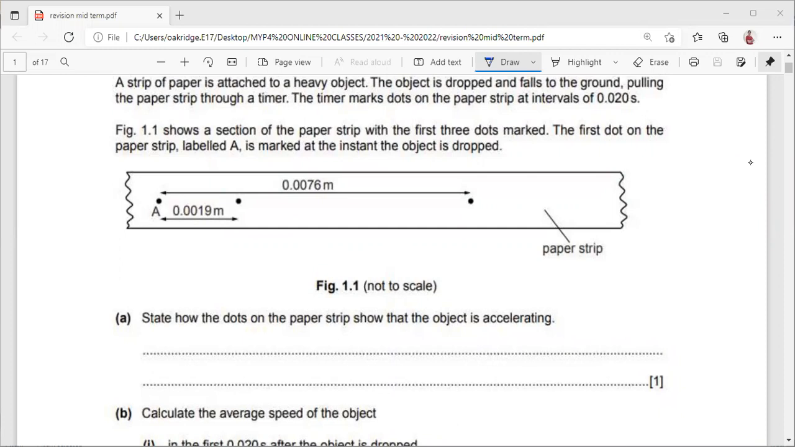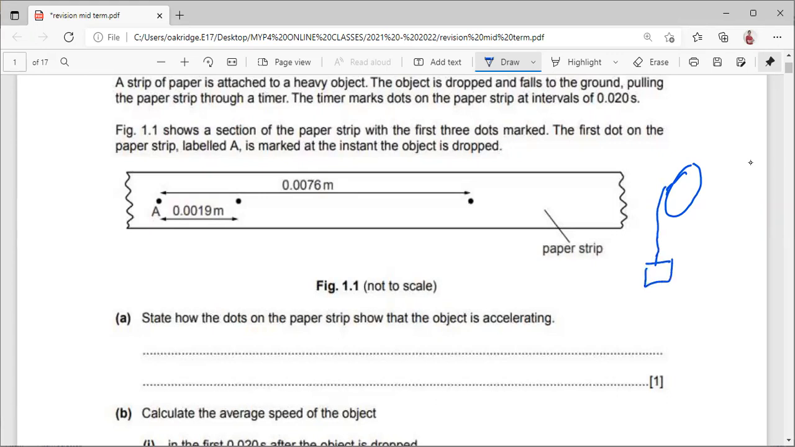A strip of paper is attached to a heavy object. Okay, so you see this, we have this in our lab also. So the object is dropped and falls to the ground. It appears like this over here. You have a spindle like this, and then there's a paper roll. Attached to this, you put across an object over here.